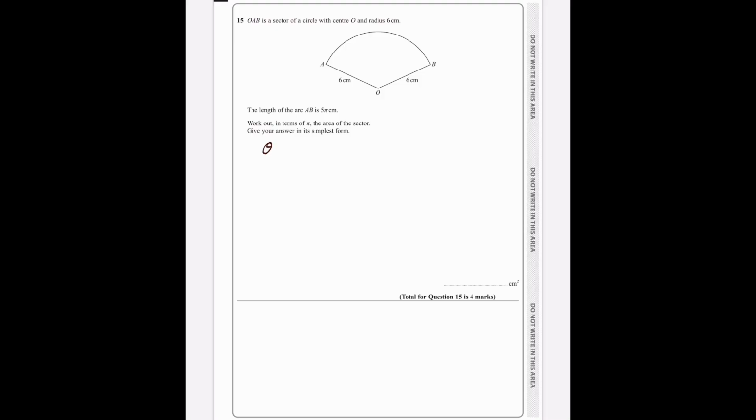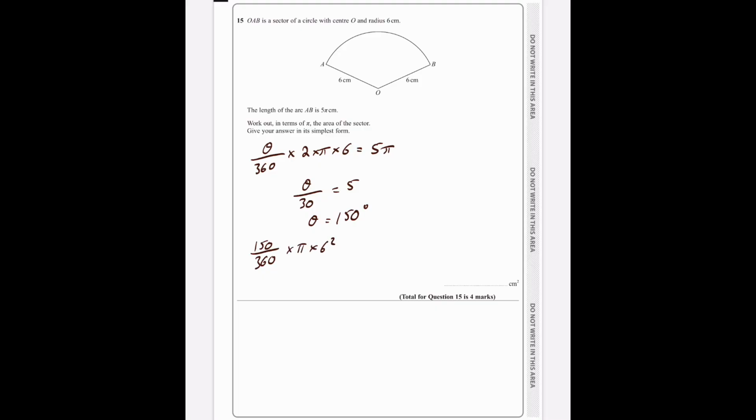Okay, the sector of a circle question. So it tells us the length of the arc AB is 5 pi centimeters. So using the formula for arc length, theta 360ths of 2 pi r is equal to 5 pi. R is of course 6, so theta 360ths times 2 times 6. Well, 2 times 6 is 12. 12 over 360 is 1 over 30, so we can cancel the pi's, then multiply both sides by 30. We'll get theta being 150.